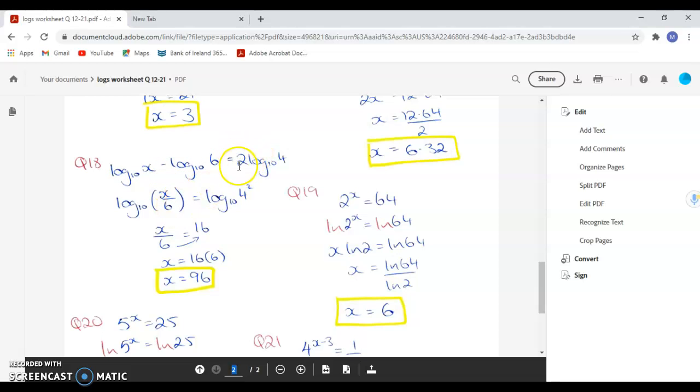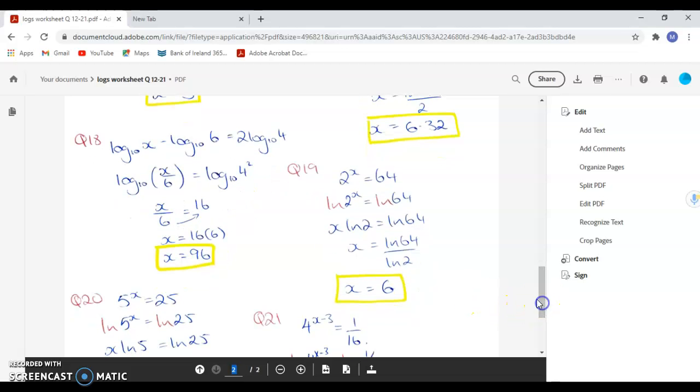And bring that 2 up as a power, so it's 4 squared, which is 16. Then I have a log base 10 on both sides, cancel them off. So you have x over 6 is equal to 16. And just cross multiply, you get your 96. Over to question 19. 2 to the x is equal to 64.